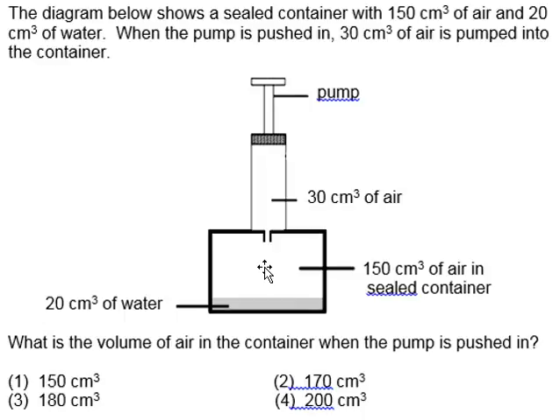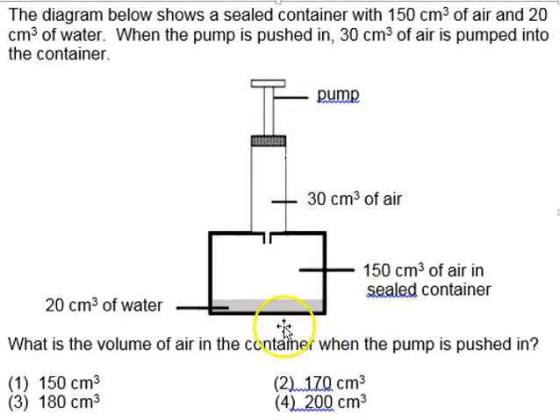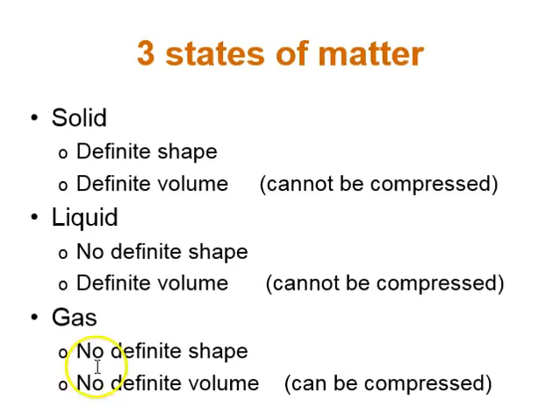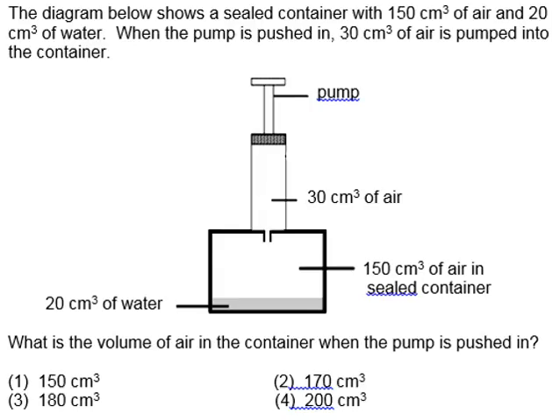So it is tempting to say, oh, 150 plus 30 cubic centimeter equals 180. Many people who make mistakes in such a question would definitely do that. They would just add 150 plus 30 because they realize that when the pump is pushed down, 30 will join the 150 and thus making it 180. But what you need to remember is this last part here, right? That gas has no definite volume and can be compressed.